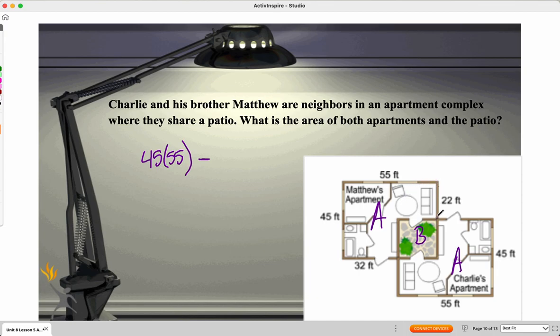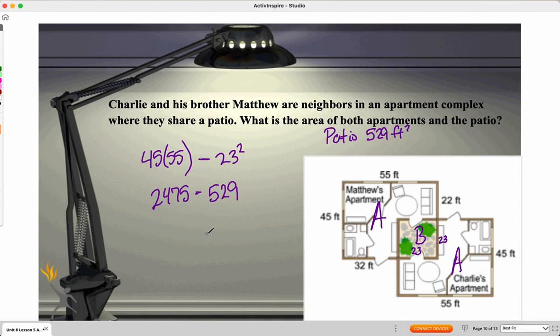So we know if this is 22 and this is 45, that makes this space 23. If this is 32 and 55, 55 minus 32 is again 23. So it's 23 squared, that's a shortcut. So we're going to go 45 times 55. That gives me 2,475. And then we're going to subtract out the patio. 23 squared is 529 square feet. So the patio is 529 square feet.